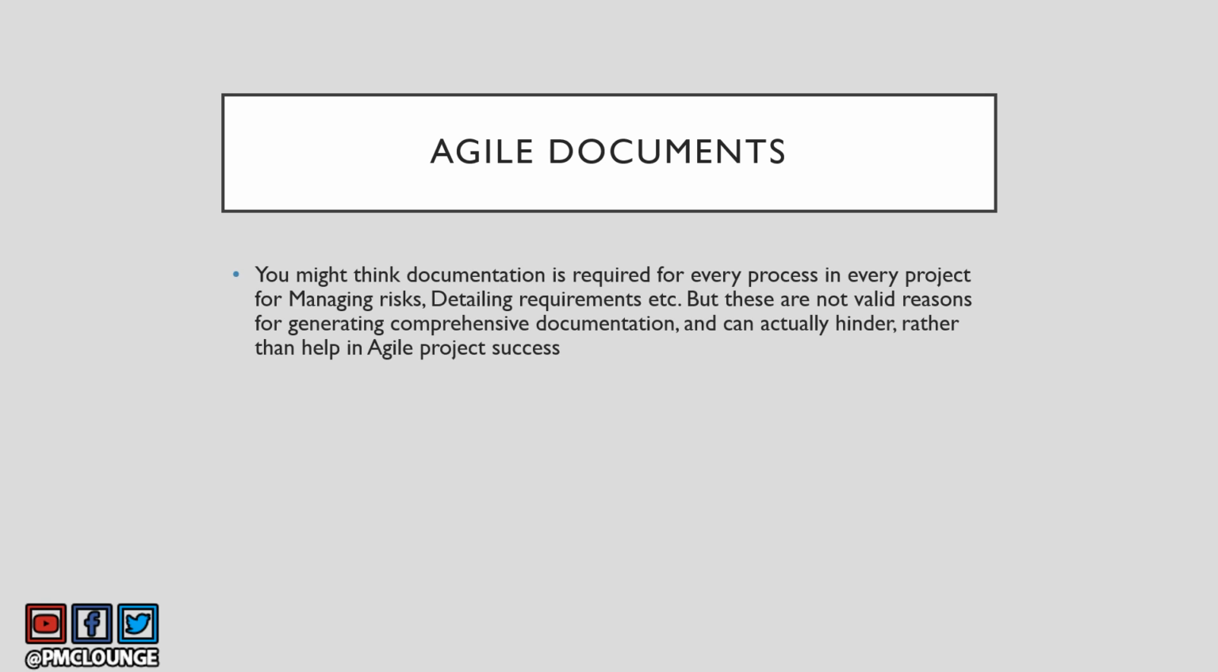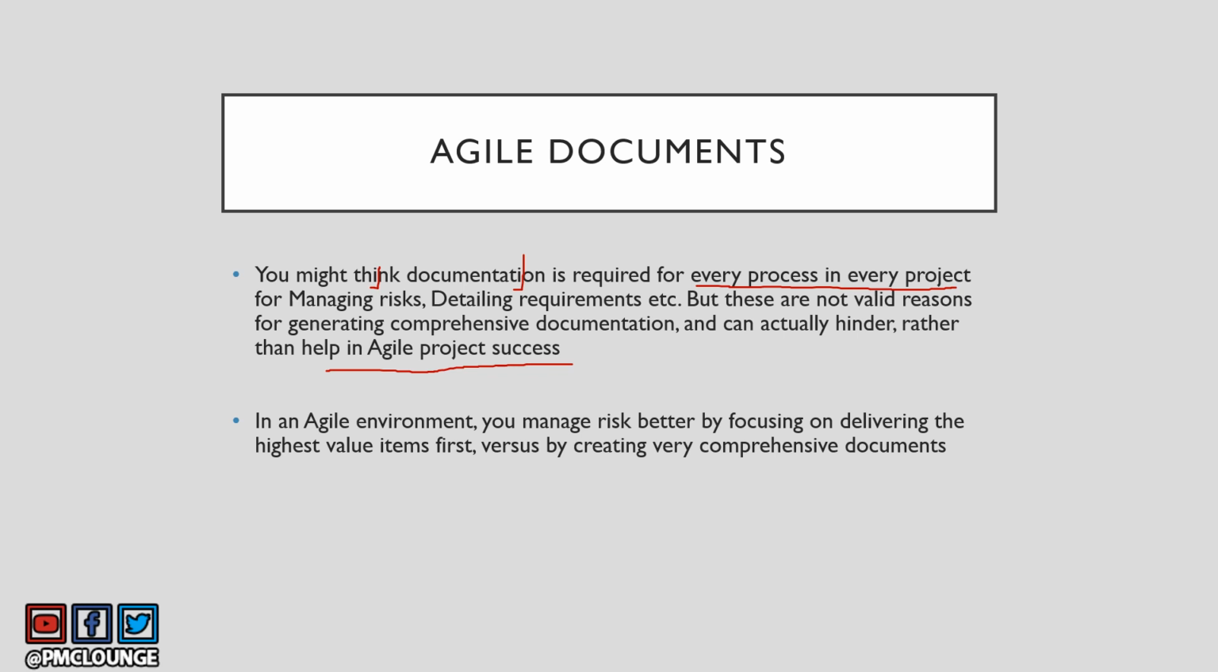So here's the thing, if you're specifically coming from the traditional waterfall way of delivering projects, you might think that for every process that a project goes through, you need some kind of document, right? Like for managing costs, managing risks, detailing requirements, you need documentation for all of these, right? But for Agile, these are not valid reasons to generate comprehensive documentation, because that can actually hinder agile project success. That can actually slow down the way people work in agile. So you don't focus too much on comprehensive documentation.